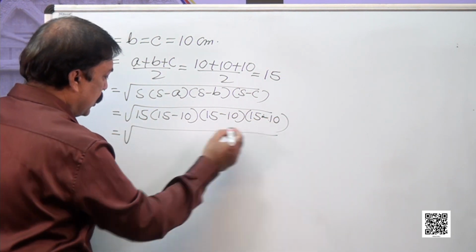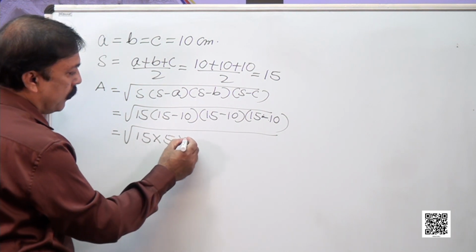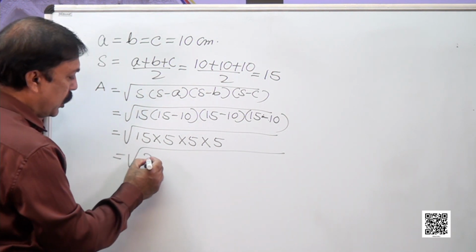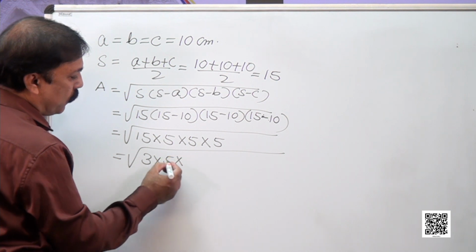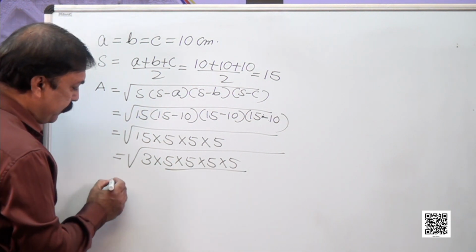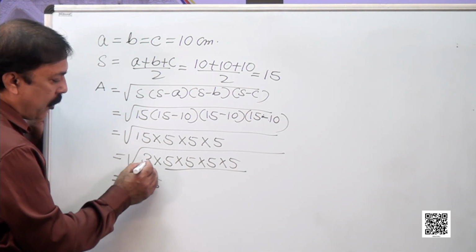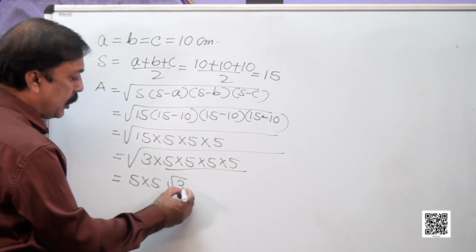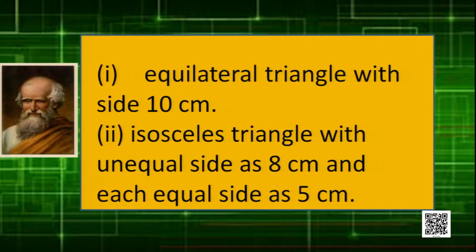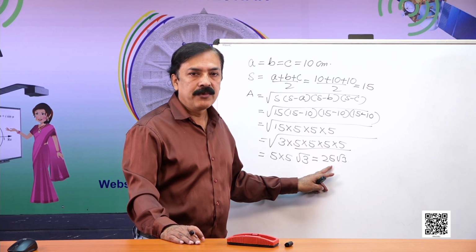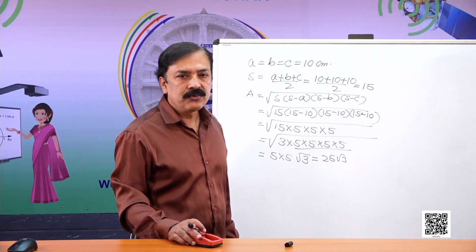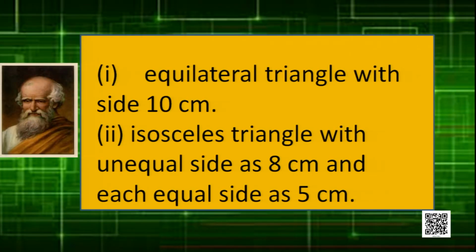That gives 15 into 5 into 5 into 5. You see 15 is same as 5 into 3, so we can write 5 into 3 into 5 into 5 into 5. So in place of four 5s, we can take 5 into 5 and one 3 remains, so we can write root 3, that is 25 root 3. Earlier we have also found that the area is 25 root 3. Now what is in case of isosceles triangles, what we have taken already using the basic formula.